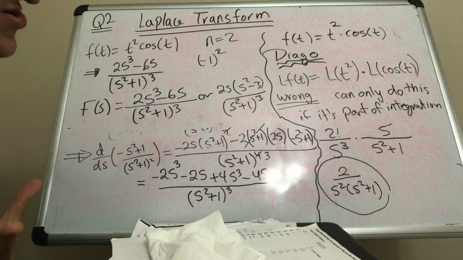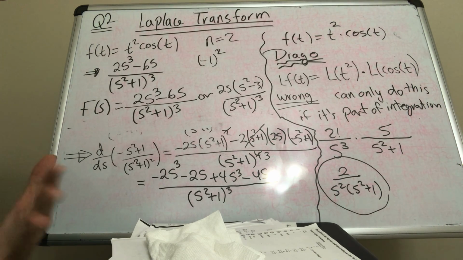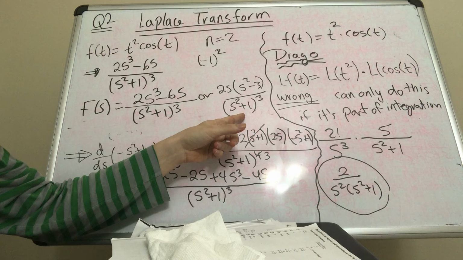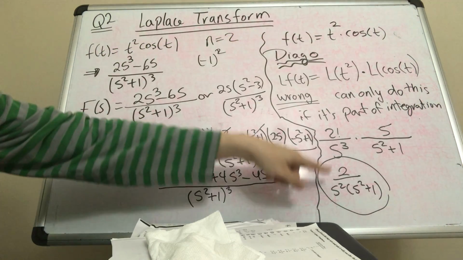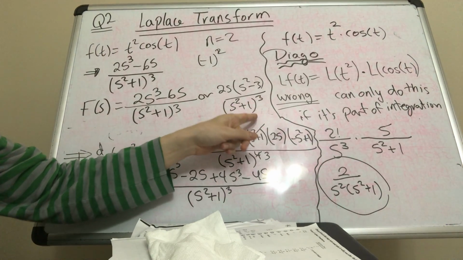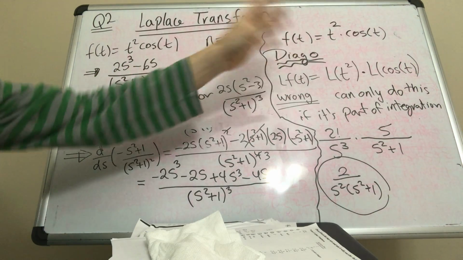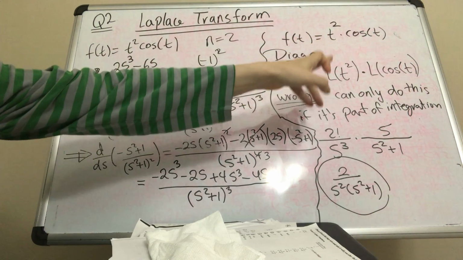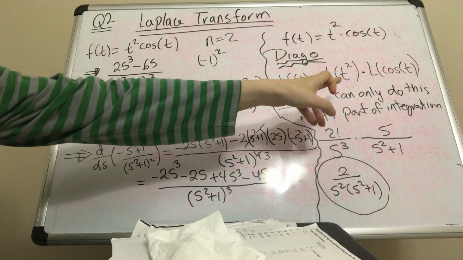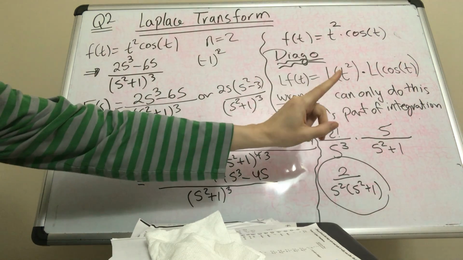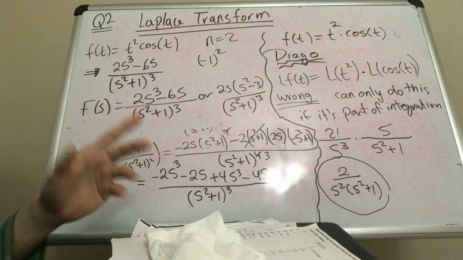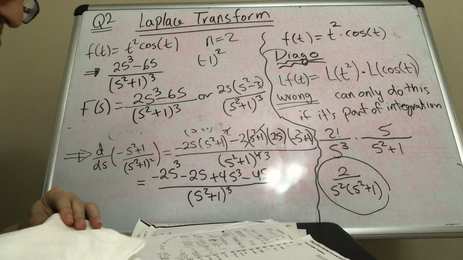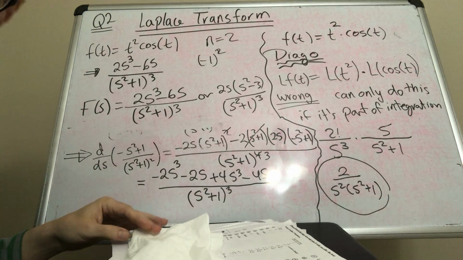Now if you go to any website, I can send you a link of one that does the transform, you'll see this as the final answer for the t cubed, not this. This is the transformation. So again, for a product, you can't take the first one times the second one unless it was part of integration. And you'll see this when we do the next question.